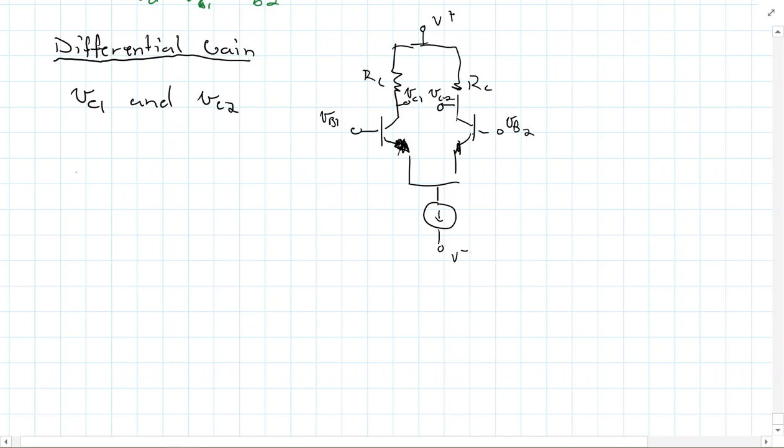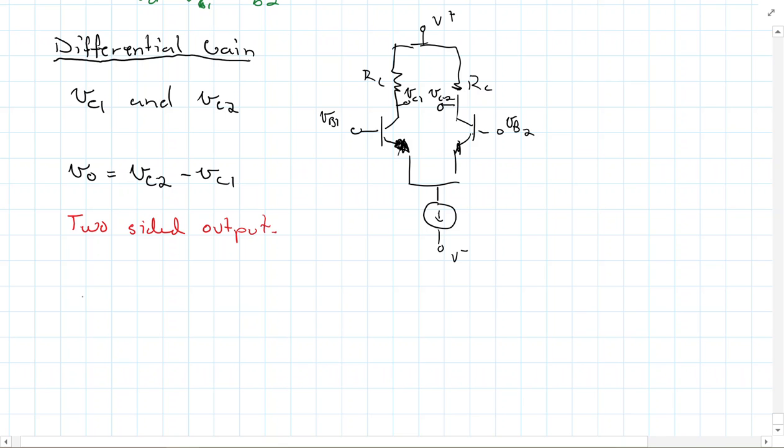Now remember, there's more than one way we can define an output here, but we're going to define the output as VC2 minus VC1. And this is what we refer to as a two-sided output. We refer to it as a two-sided output because there are two sides. This isn't too complicated to get to here.